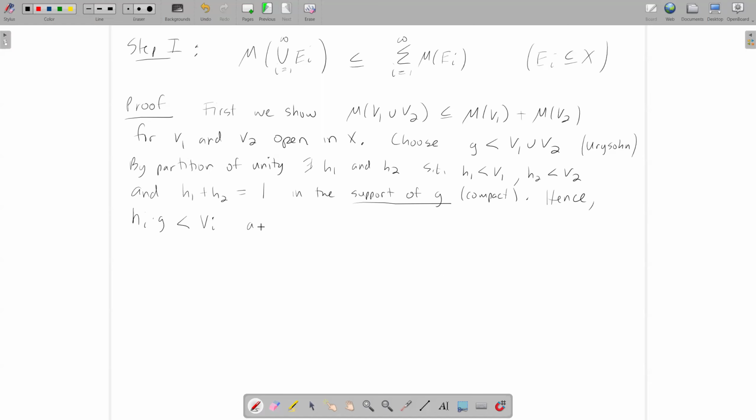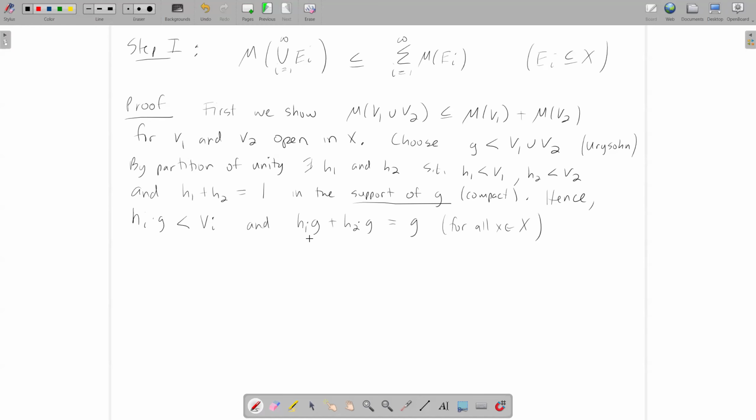h1 g plus h2 g, and this is times, by the way, not composition, is equal to g. All I'm doing there is multiplying this equation through by g. And this is for all x in X.